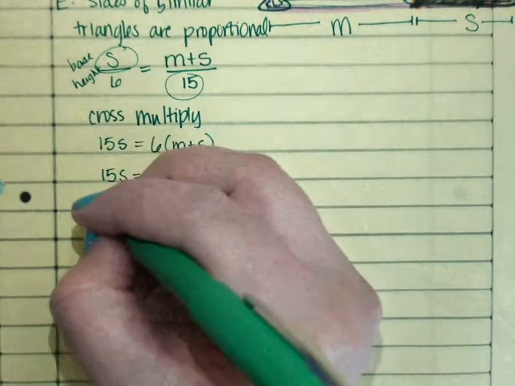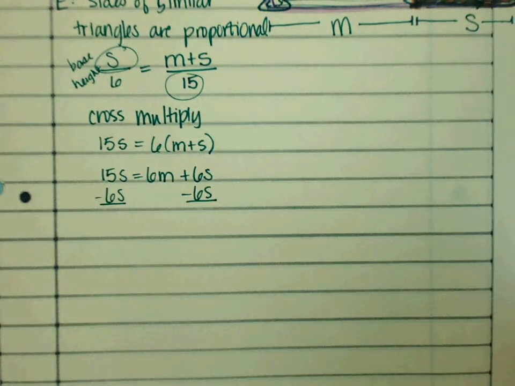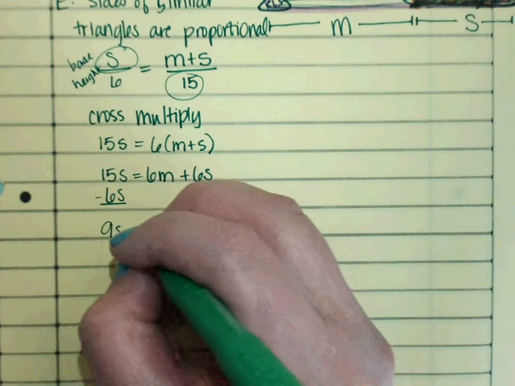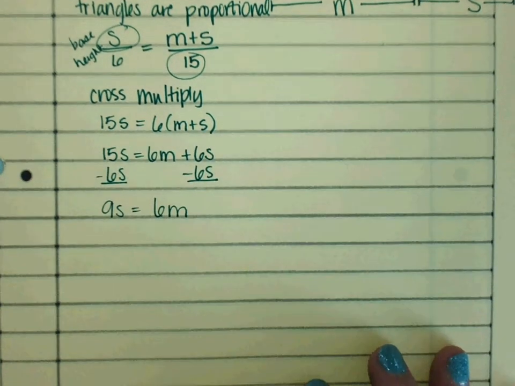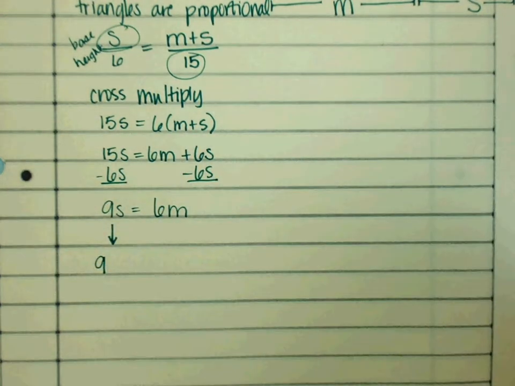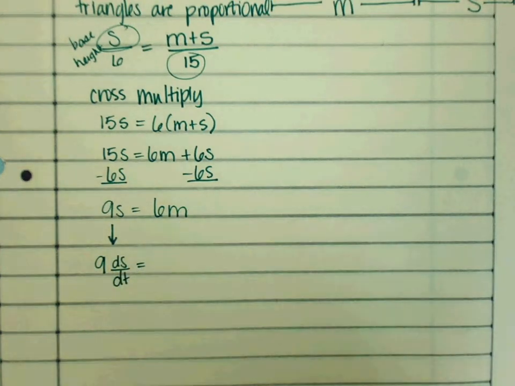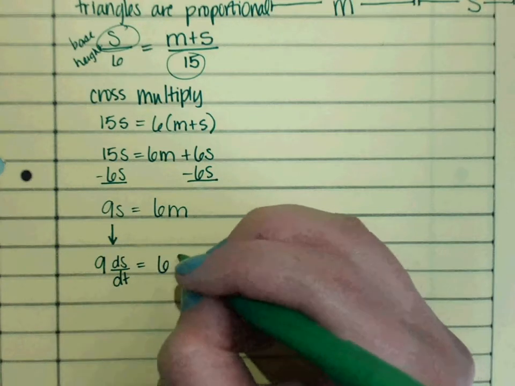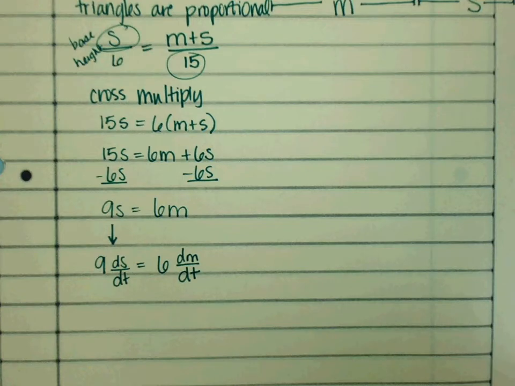Yeah, you got S's on both sides, so I'm going to minus my 6 S's across, and then I won't end up with two separate dS/dt's. I'll have all my S's together. So 15 take away 6 gives me 9S equal to 6M. Now we're ready to take the derivative. What's the derivative of 9S? 9 times dS/dt. What's the derivative of 6M? 6 times dM/dt.